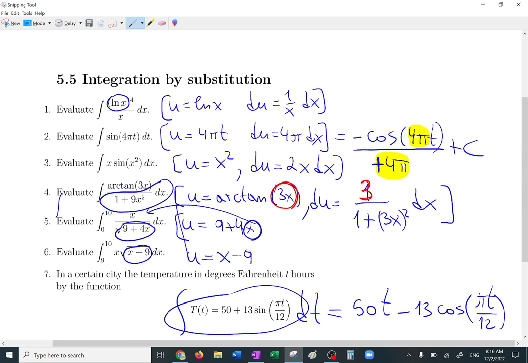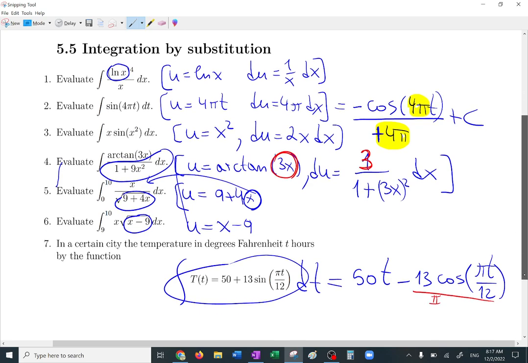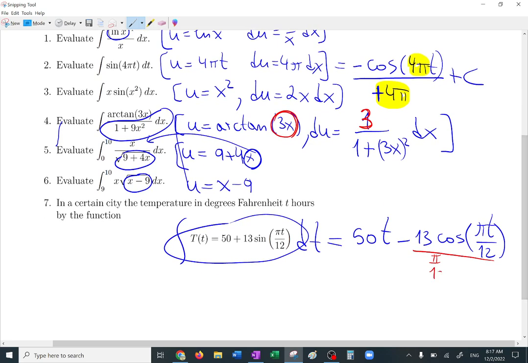And then what? Times 1 over pi over 12, yes. I would divide by the leading coefficient of whatever is inside. I cannot move, I think. Oh, I can. 12. That is the answer right away.